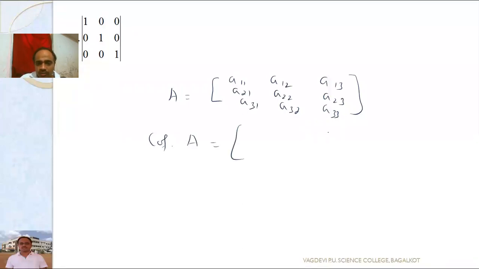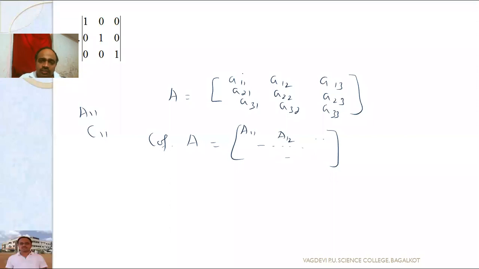What will be the cofactor of this A11? You can take capital A11, or in some books they also take C11. Cofactor is denoted by the symbol capital A or capital C. So I'll take capital A11, capital A12. Like this, all capital letters we can take. Right.